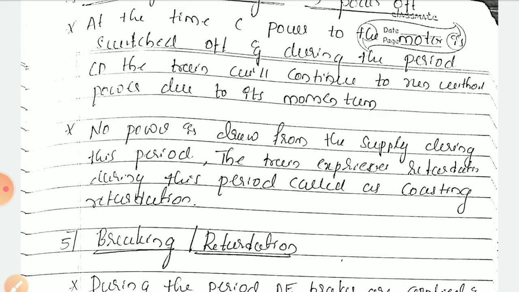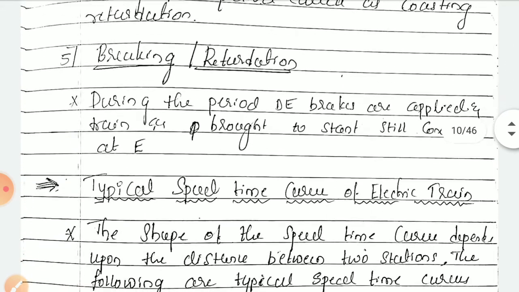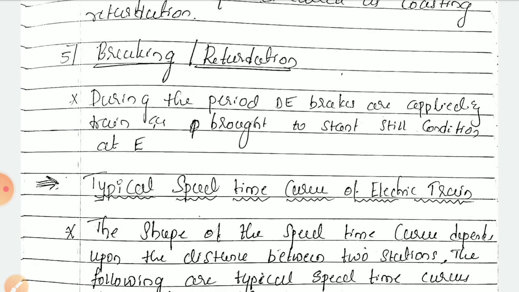So the train experiences retardation during this period, called coasting retardation. Coasting period is nothing but running with power off conditions. Then braking or retardation: during this period d to e, the brakes are applied and the train is brought to the standstill condition at the point e. So that is called a speed time curve.